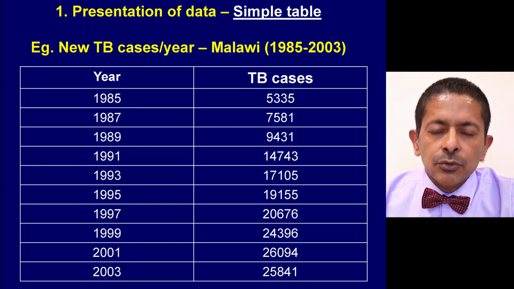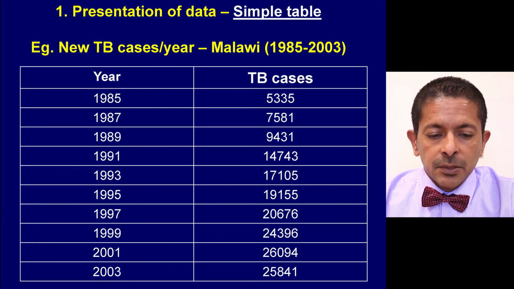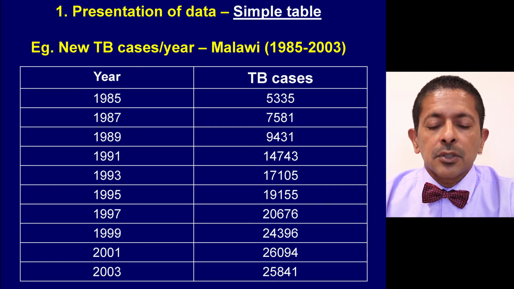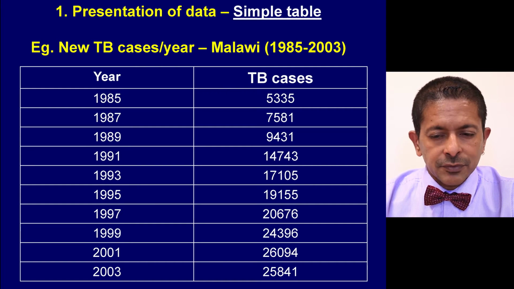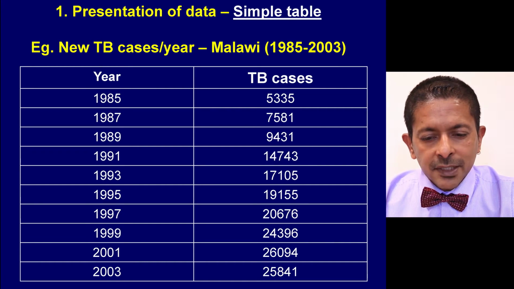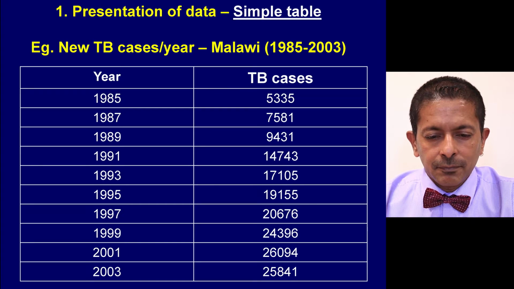Now this is linked to the HIV/AIDS epidemic. We had our first cases in 1985, and HIV considerably increased the notification of TB cases, particularly in sub-Saharan African countries such as Malawi. So this is one way of presenting that data.